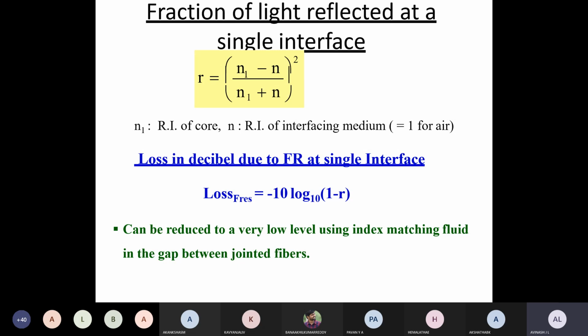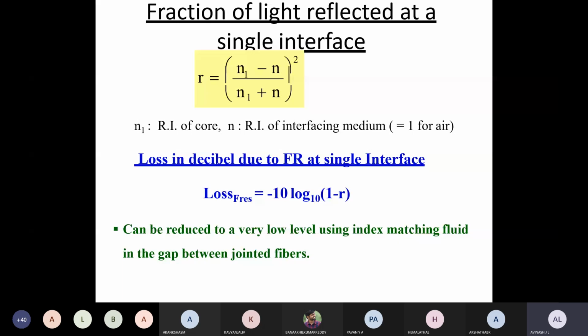So the fraction of light reflected is given by R. R is equal to the formula (n1 minus n) divided by (n1 plus n), whole squared. Now we have seen the fraction of light reflected in terms of R.